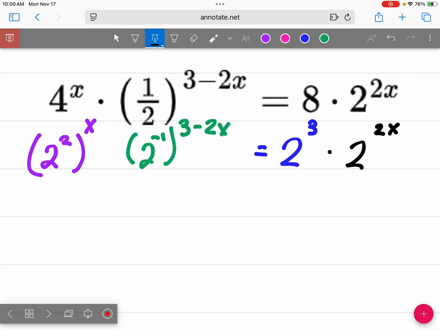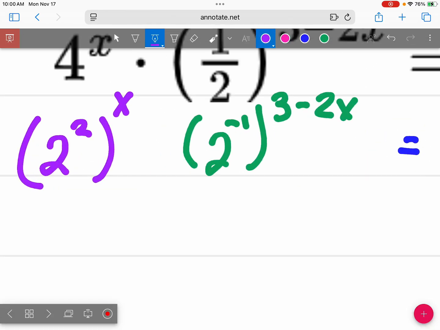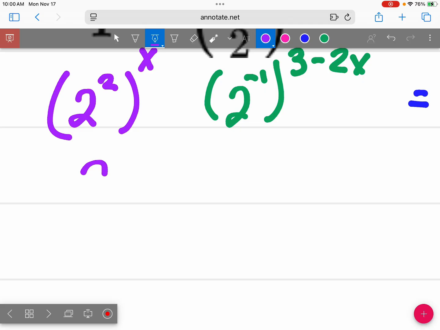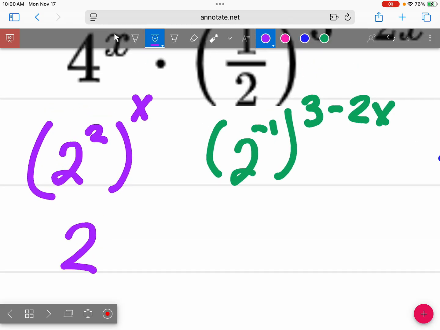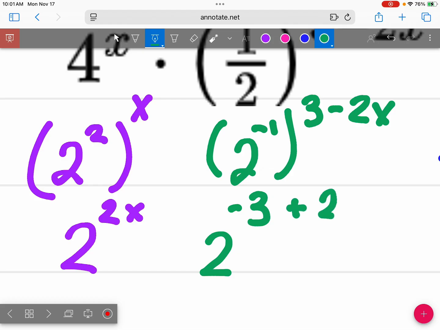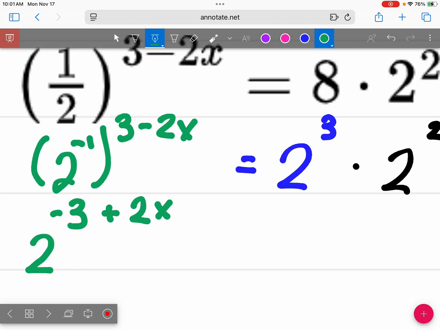So I'm going to do a little simplifying on the left-hand side here because we've got our 2 squared to the x. That's 2 to the 2x. We multiply our exponents together. And here we're going to have 2 to the -3 plus 2x, when I multiply -1 times 3 minus 2x. If you want to put that as 2x minus 3, that is also valid.